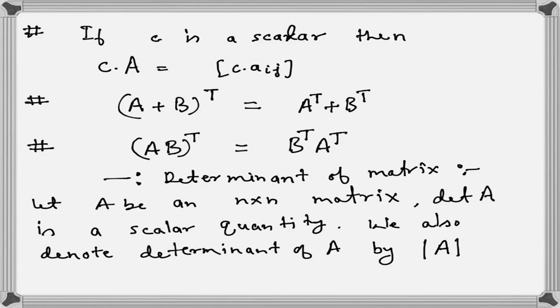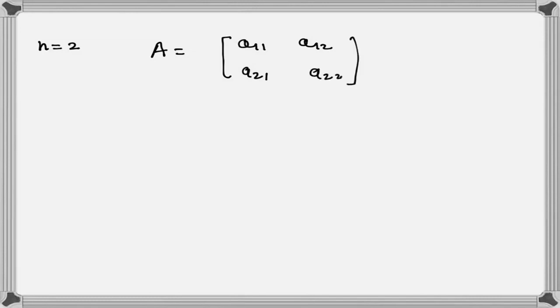Okay, so let's define this. Suppose when n is equal to 2, A is represented by A11, A12, A21, A22, then the determinant of A is defined by A11 times A22 minus A21 times A12.